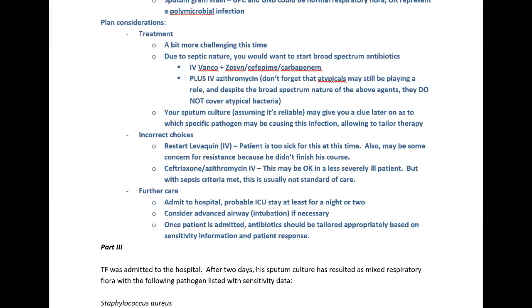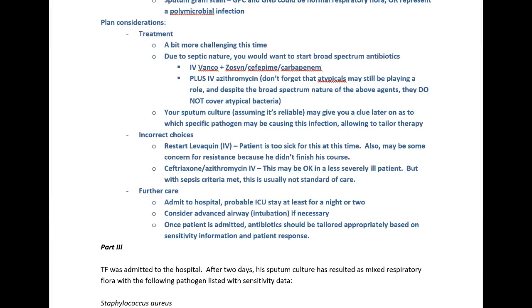And your sputum culture, again, if it comes back, we can watch it and maybe narrow. But for now, this is our broad spectrum approach. Again, restarting Levaquin IV is just too sick for that at this time. You want to give something a little bit stronger, and he didn't finish his course, so you could possibly be looking at resistance to whatever you're treating. And then, again, I talked about ceftriaxone and azithromycin IV as being an option, and it could be okay in some cases. This guy's ill enough where, again, I would go with the sepsis criteria and treat broad spectrum.